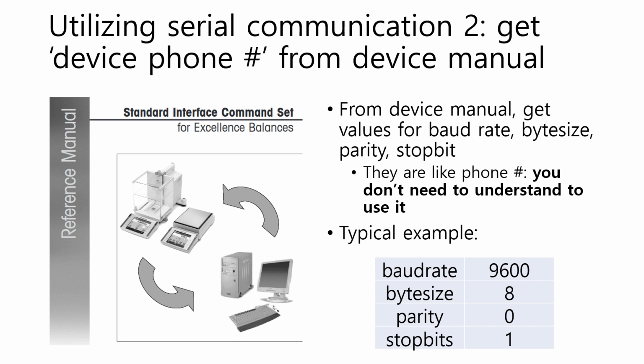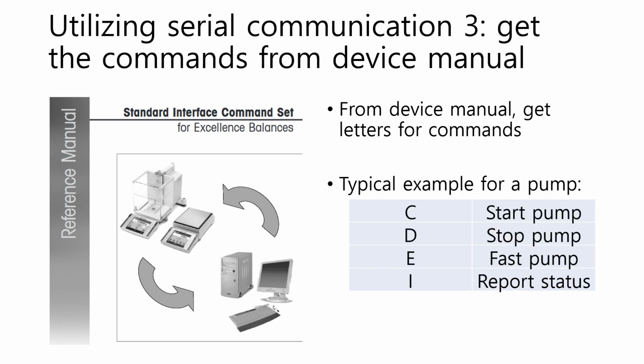9,600, 801. So they are not, they are simple numbers. Next, from the same manual, you need to get commands for each function. For example, for a pump, you need to know letter C means starting a pump, D means stopping a pump, E means faster pumping, and so on.